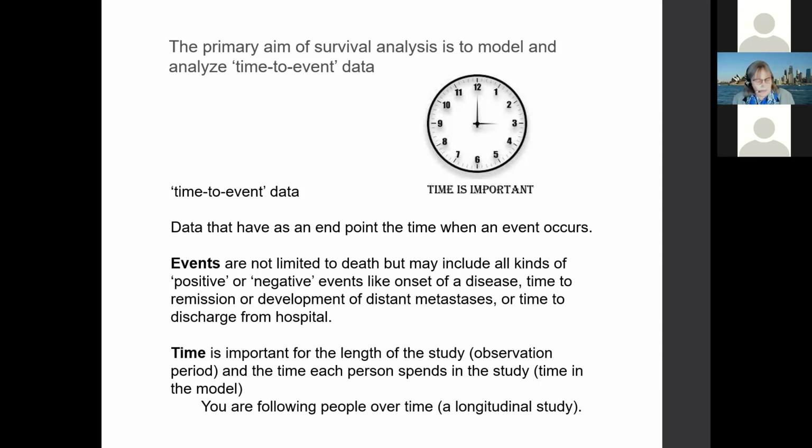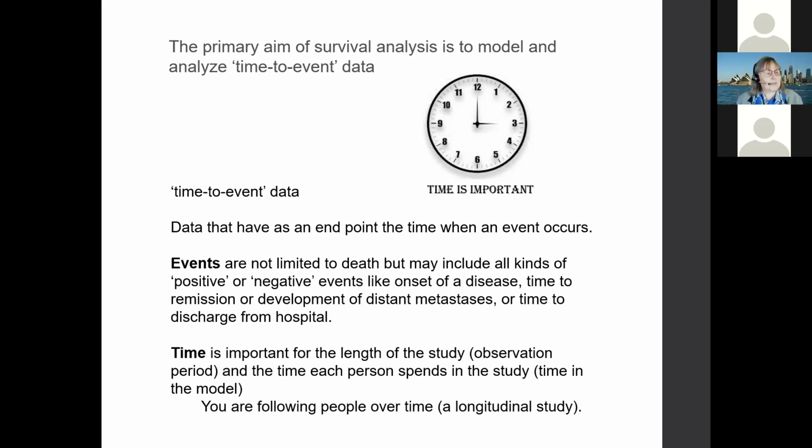It's not only the time that it takes for somebody to develop the event, but also the observation time, that you observe people while waiting to see if they develop some kind of event, or if they didn't develop the event. And events can be anything. It could be death, it can be recovery, it can be remission.